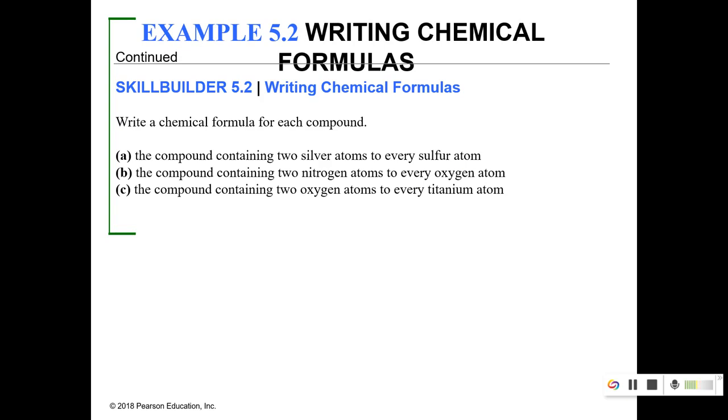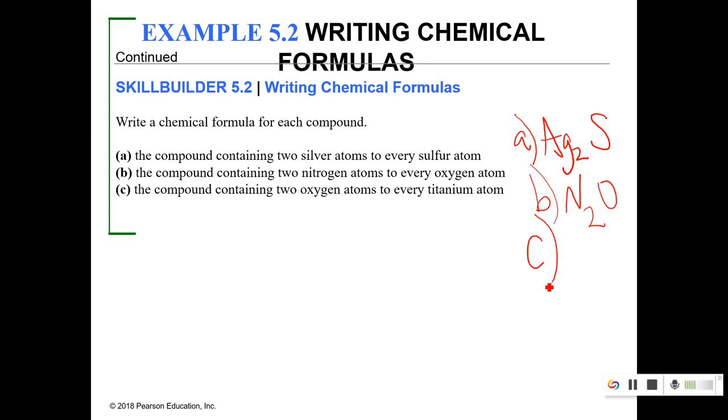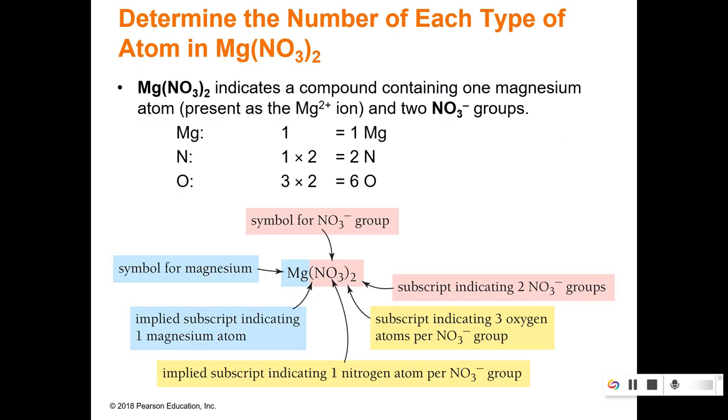Okay, let's do a few more. Silver and sulfur. So silver is a metal, a true metal. Okay, nitrogen and oxygen. So those are both nonmetals. Nitrogen is farther to the left, so it's going to be N2O. For C, we've got titanium and oxygen. Again, titanium is a true metal while oxygen is a nonmetal, so titanium will come first. If you have questions on these, please let me know.